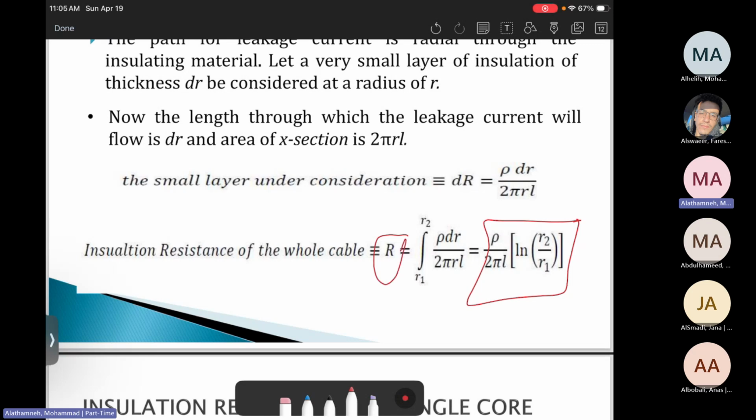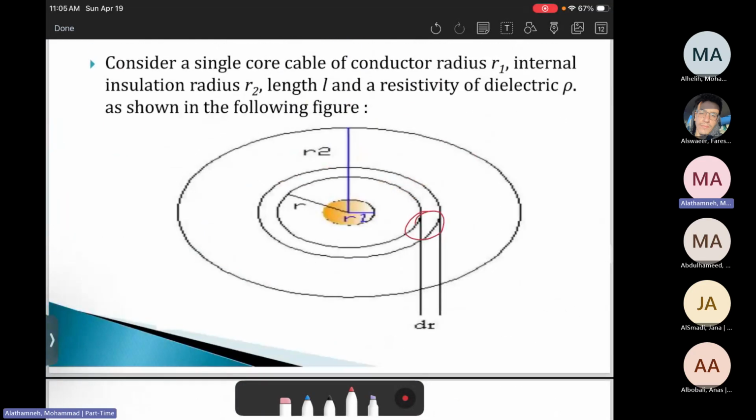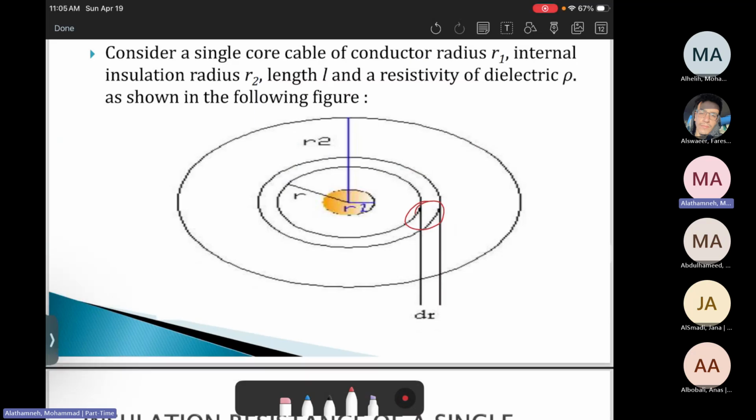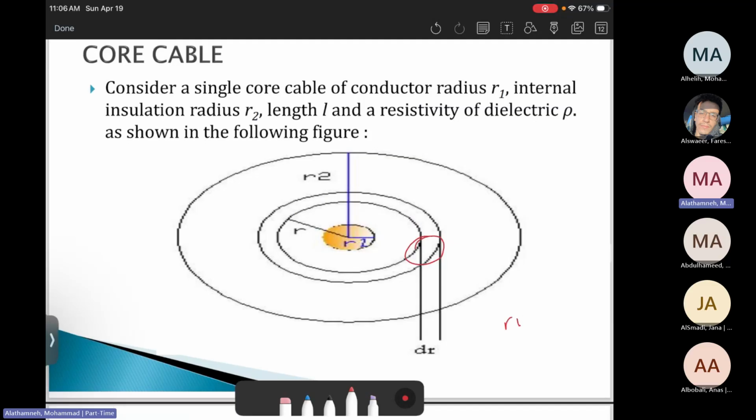This is the resistance. Rho is the resistivity, while L is the length. R1 is the radius of the conductor, and R2 is the radius of the cable.